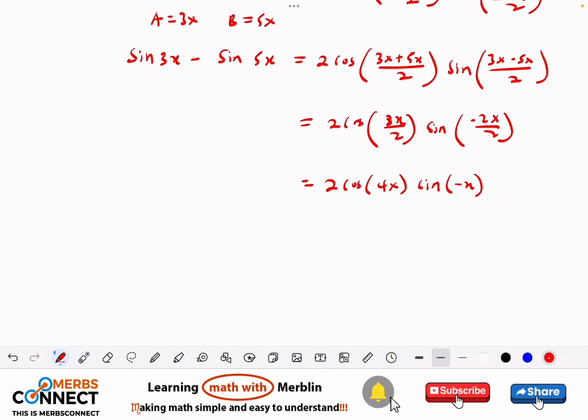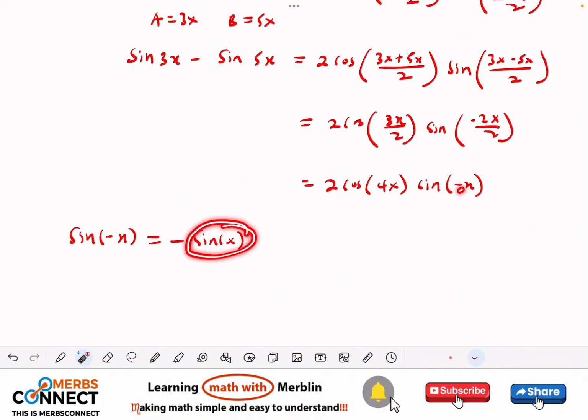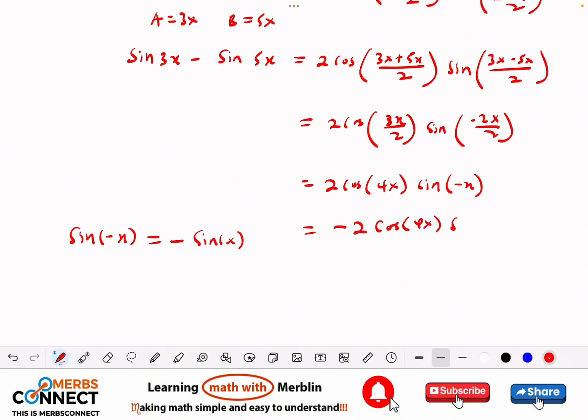We know that sine is an odd function, right? So sine of minus x is the same as minus sine of x. So it means that this can be written as this here. So this is going to give us minus 2 cos of 4x sine of x.